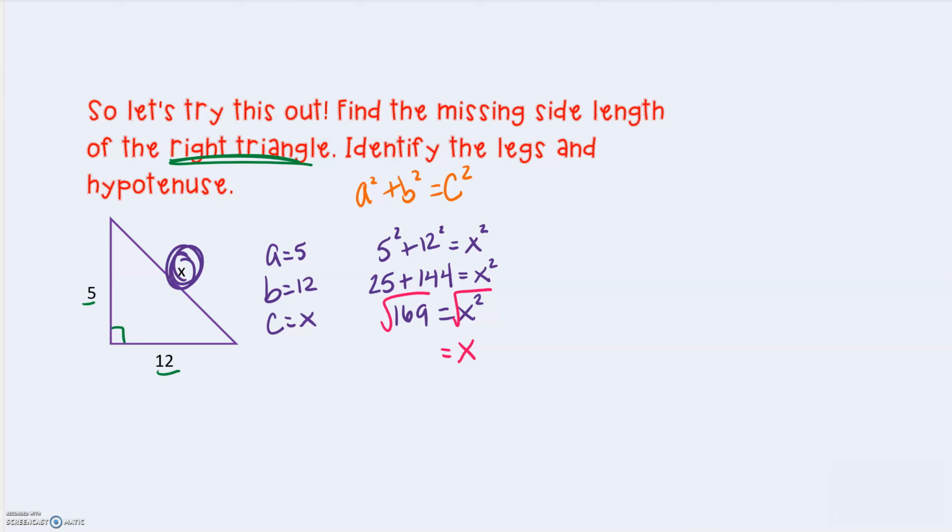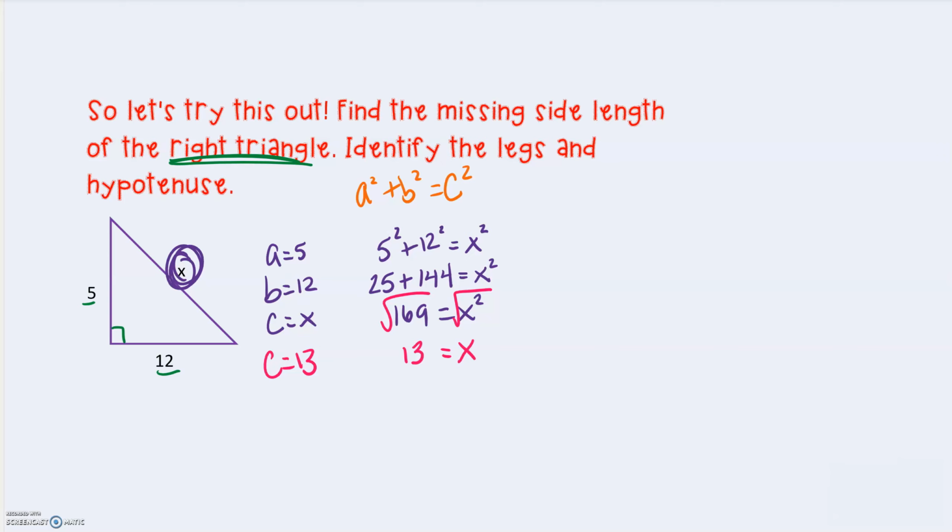Now, remember also that square roots have two answers, both the positive and the negative. But let's think about this. If I'm needing length, there's no such thing as negative length, so I just want the positive. And so the square root of 169 is going to be 13. So c equals 13. My hypotenuse length is 13.